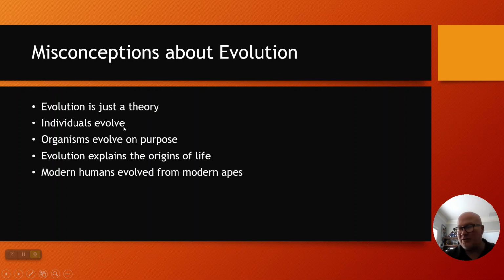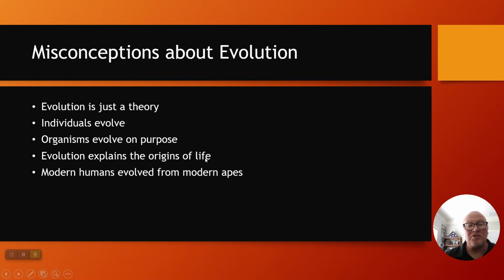Individuals evolve. Individuals do not evolve. That is a misconception. Never was there a fish that said, "Oh, I'm going to grow some legs." Nope, misconception. Individuals don't evolve at all. Populations evolve. Populations change depending on the environment.